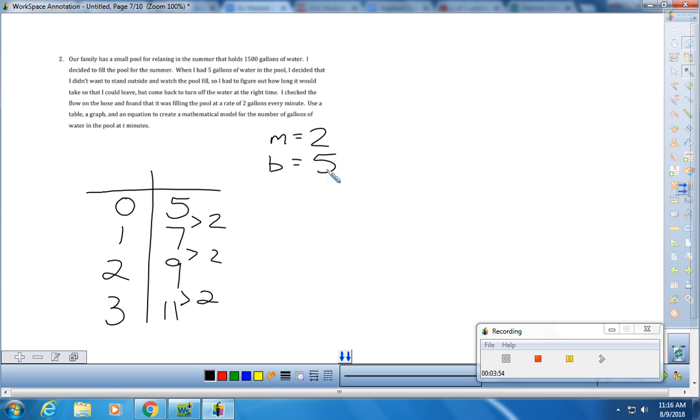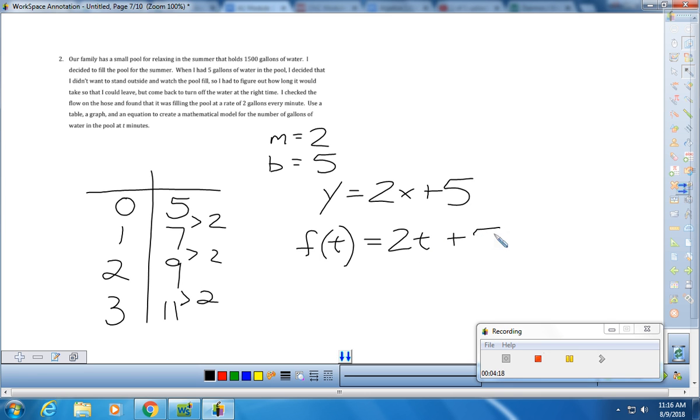Use a table, graph, and equation to create a mathematical model for the number of gallons in the pool at t minutes. So now this is y equals 2x plus 5. But in this, instead of a function of y or a function of x or a function of n, they want f of t. A function of time is 2t plus 5. Let's see if that works. 2 times 3 is 6. 6 plus 5 is 11. That does work.